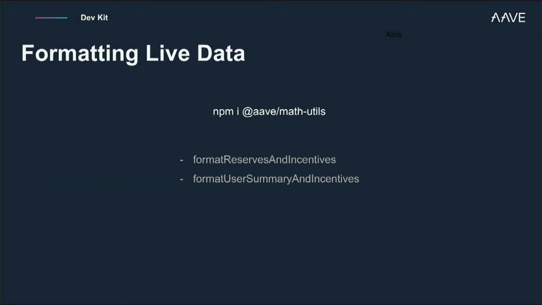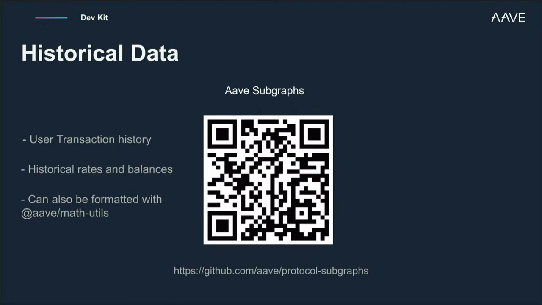There is also another package that allows you to format all the data so you can apply the correct decimals to each thing. And I think it's also pretty useful and helpful. And yeah, if you want to retrieve the historical data, you should use the subgraphs that are available. You can just fetch the user transaction history or historical rates or even the balances of a user or of the pool at a specific block height.